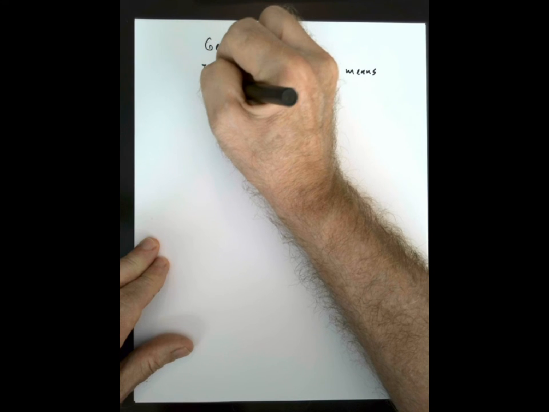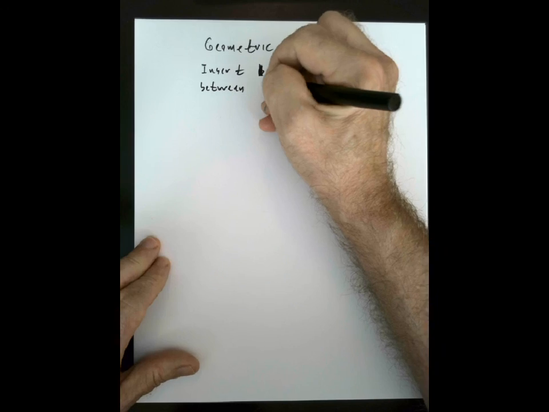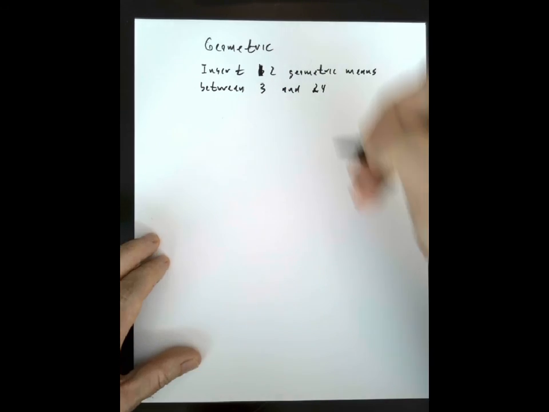between 3 and 24. Now, we'll get to what a geometric mean is generally in a minute. You may have had the idea of a geometric mean in geometry. I'm going to define it here slightly differently so that it makes sense in the context of these problems here.